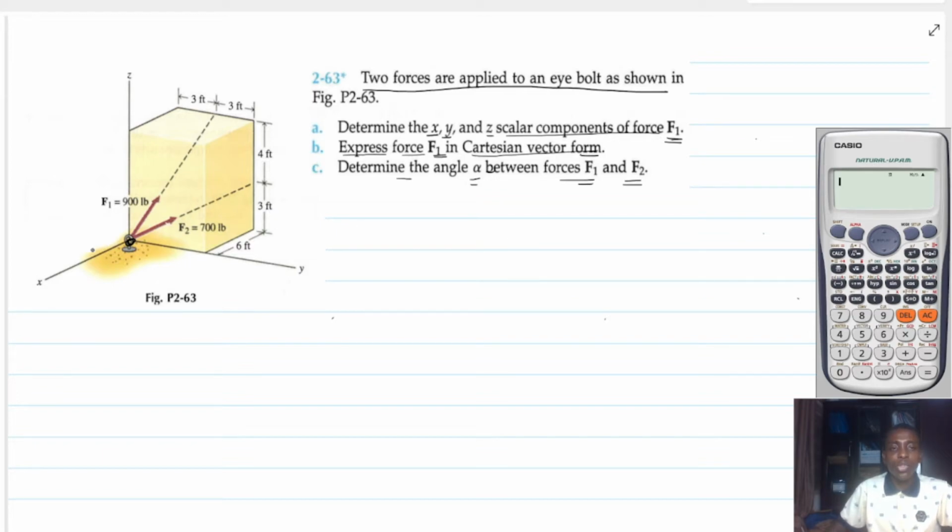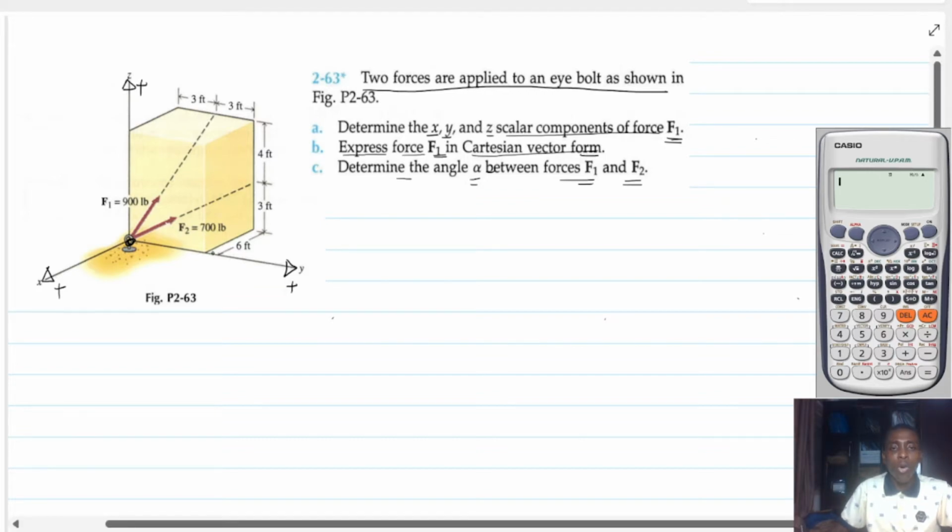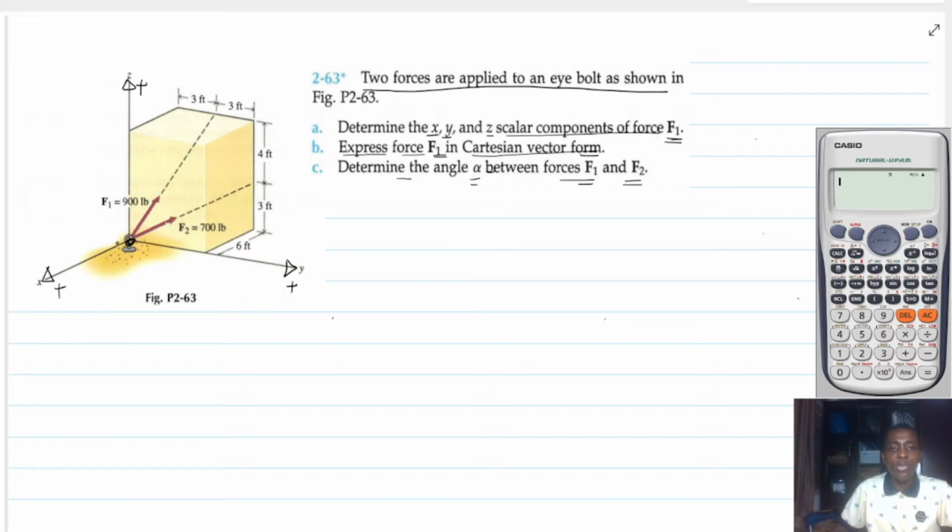So the first thing to do is to assign a sign convention: positive, positive, and then positive. What we want to do is walk along the axis, and every distance that we move in the direction of the arrow is positive. If I walk against the arrow, then that is negative. All right, so let's start with F1.